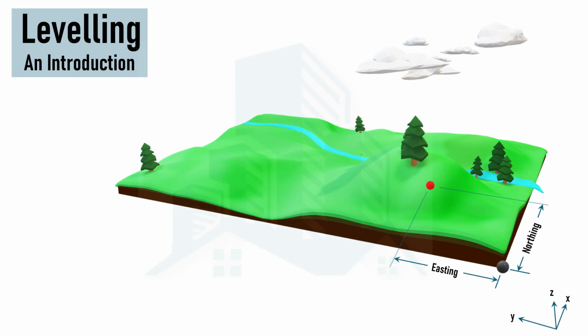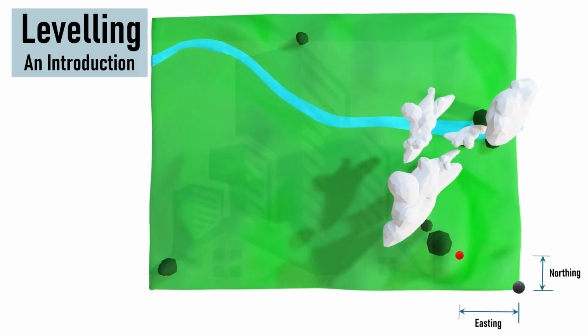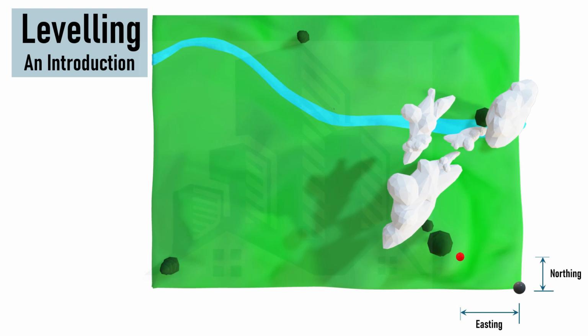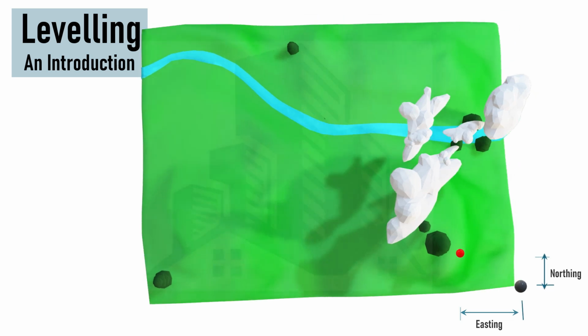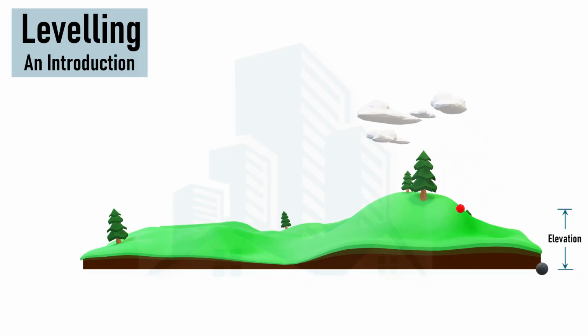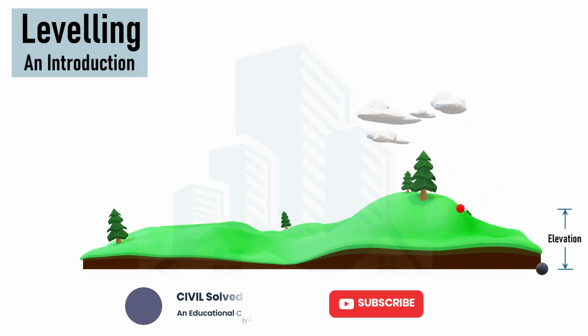How is it not so easy? Let's see from different angles. Now if we look from the top view, then we have these northing and easting distances, which are actually the horizontal distances, which can easily be determined with the help of maybe a tape. But if we look at the front view, this is actually the elevation that we want to determine.